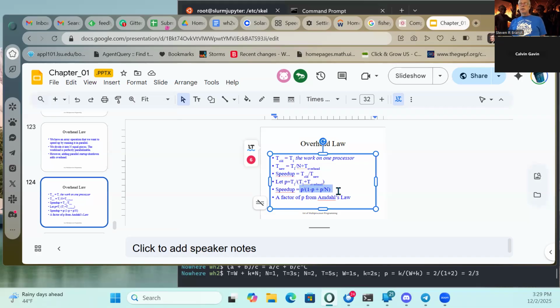In general, speedup is always time sequential over time parallel. That's the way speedup is defined.